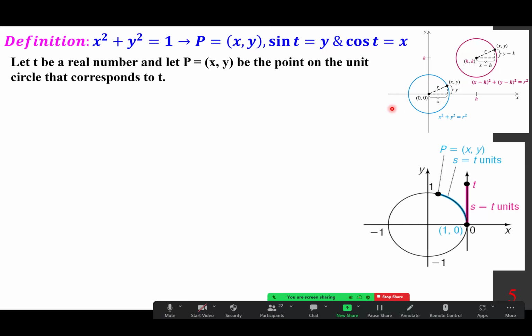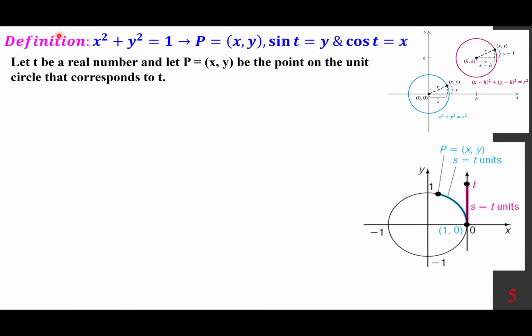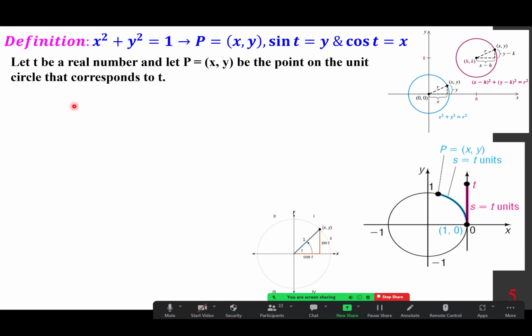Again, reminding you that a circle centered at 0, 0 has the equation x squared plus y squared equals r squared. If it's centered at h and k, x minus h quantity squared plus y minus k quantity squared equals r squared. So let t be a real number and let P with coordinates x and y be the point on the unit circle that corresponds to t. Then what happens? This point has coordinates x and y.